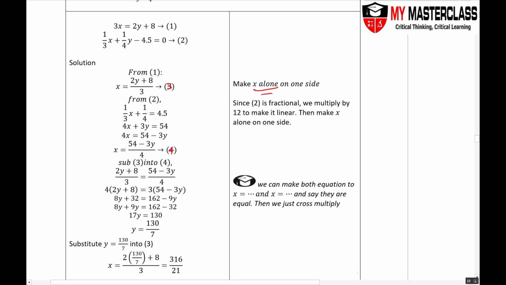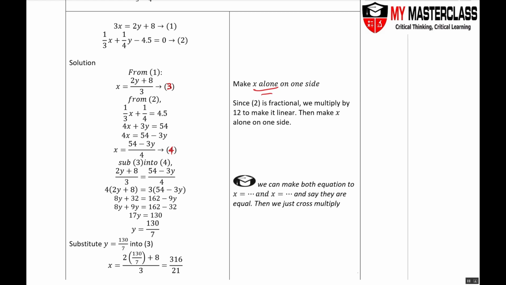Now you have equation 3 and equation 4, which are both x equals to a certain value. In this case, it's what we call an expression. So sub 3 into 4, as the method suggests, substitution method. Essentially I'm equating the right hand side of both equation 3 and 4 together. You get 2y plus 8 over 3 equals to 54 minus 3y over 4.